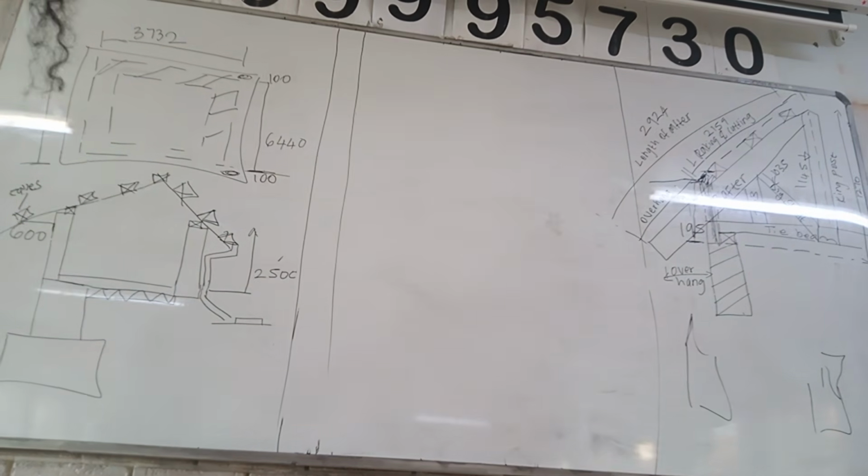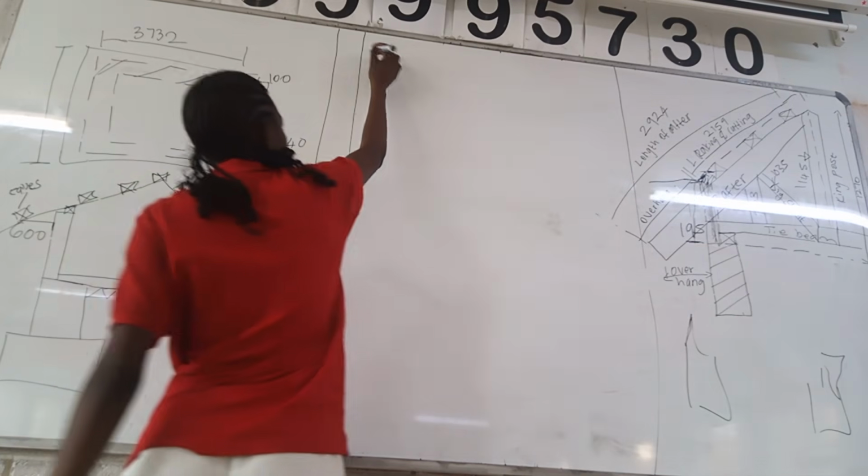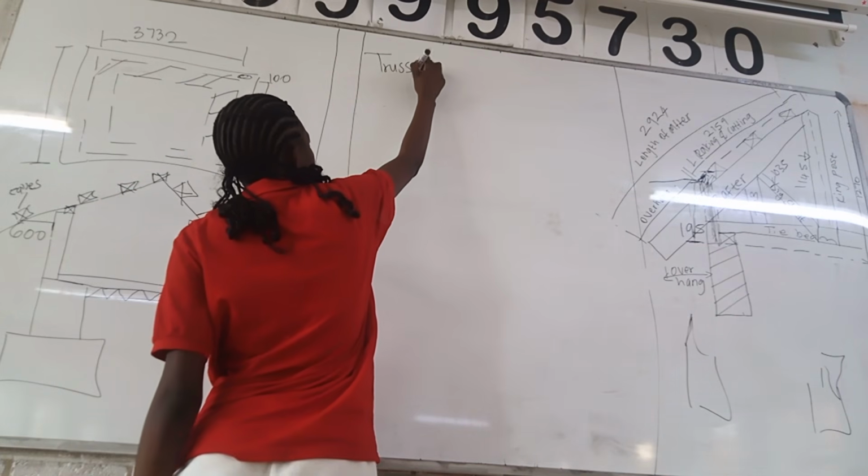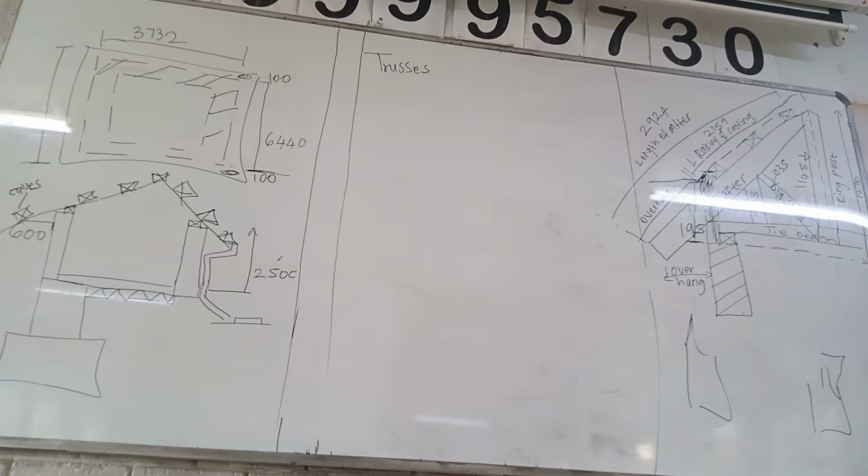Okay, let us continue. Now we go to the trusses. For trusses, we need to go back to the specifications. On the specifications, they said the trusses are spaced at 750 millimeter centers. So when you deal with trusses, you need to refer to your specification and check the spacing of the trusses. Which length are we going to use?